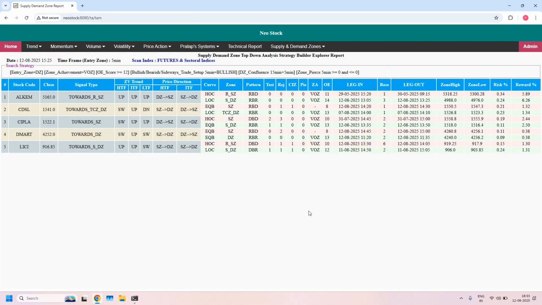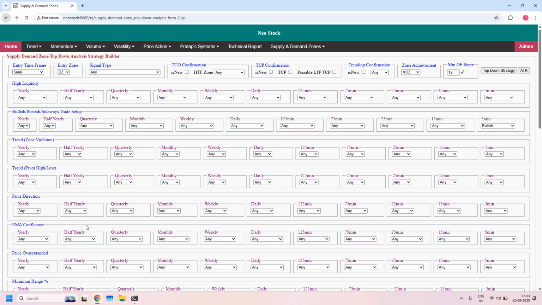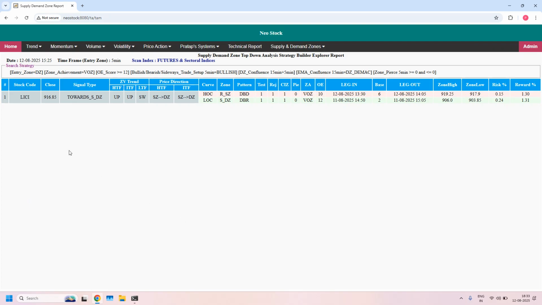We got 5 stocks. 5 minute zones overlapped with 15 minutes demand zone, and 15 minutes trend is uptrend. Let us further filter for EMA Confluence on 15 minutes demand zone. 15 minutes demand zone with daily EMA Confluence. We got one stock. That way this 5 minutes demand zone might be having more high probability to get success.